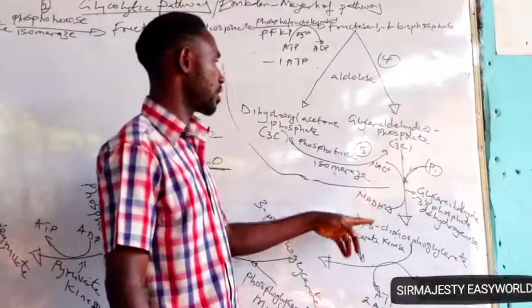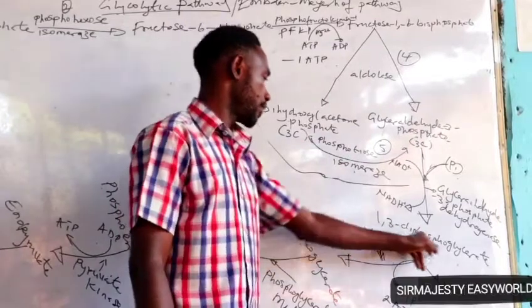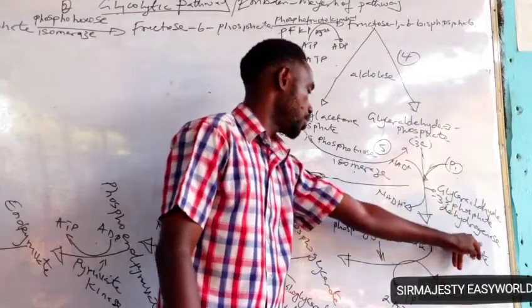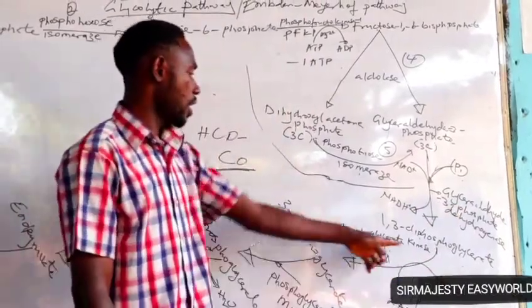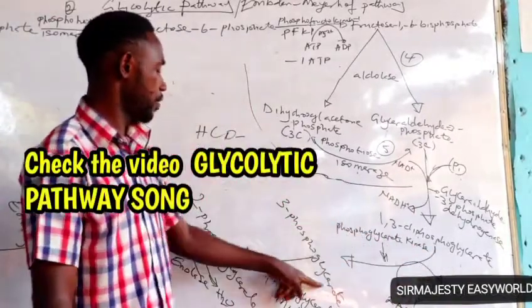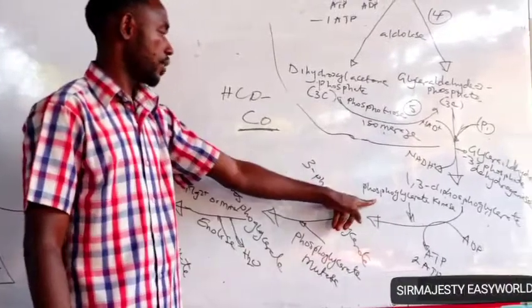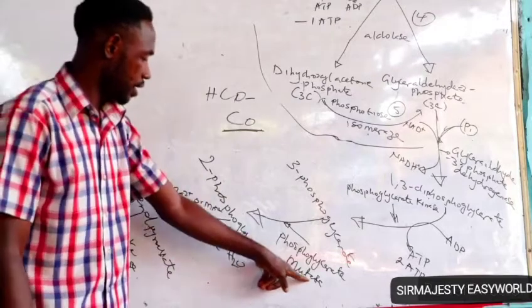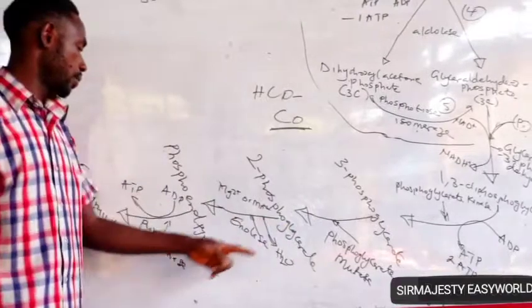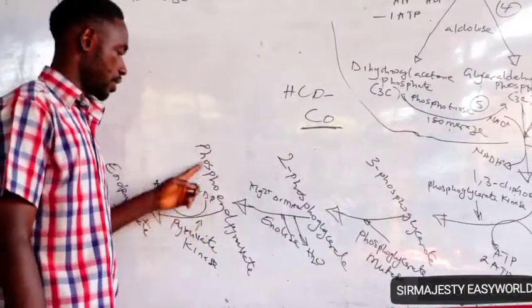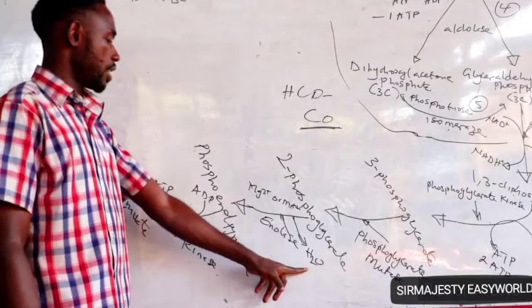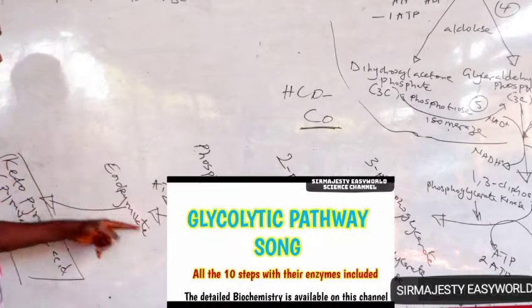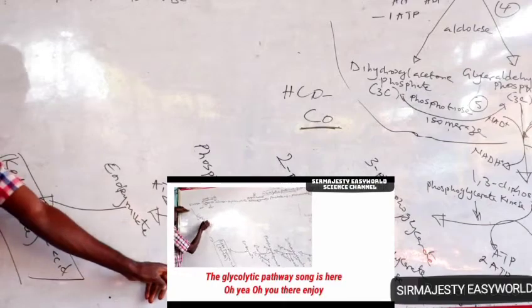Now let's see the energy yielding stage. Glyceraldehyde 3-phosphate goes to 1,3-bisphosphoglycerate by glyceraldehyde 3-phosphate dehydrogenase, then 1,3-bisphosphoglycerate is converted to 3-phosphoglycerate by a kinase, phosphoglycerate kinase, then to 2-phosphoglycerate by a mutase, phosphoglycerate mutase, then to phosphoenolpyruvate by enolase, where magnesium or manganese ion is present. Then phosphoenolpyruvate to pyruvate.